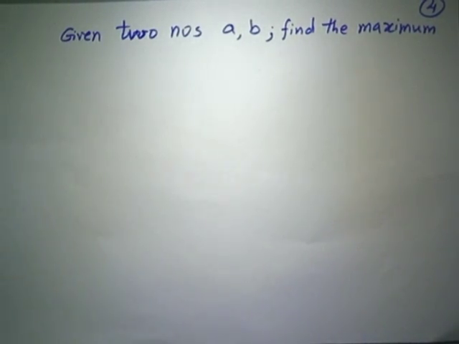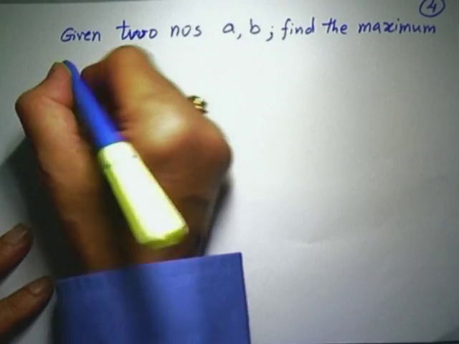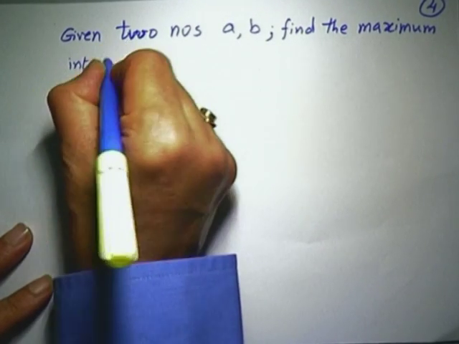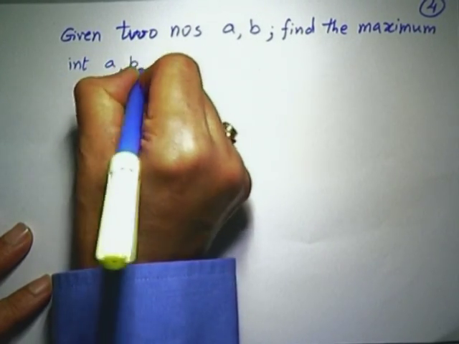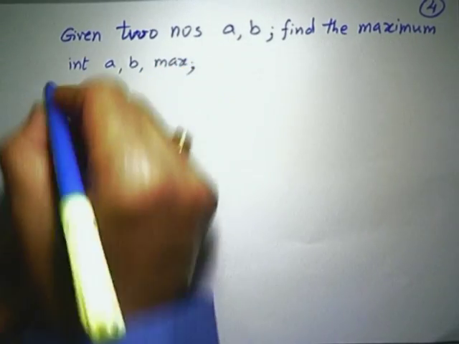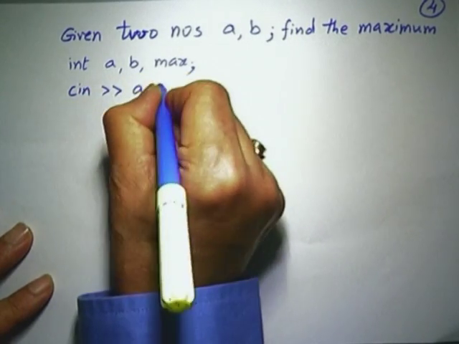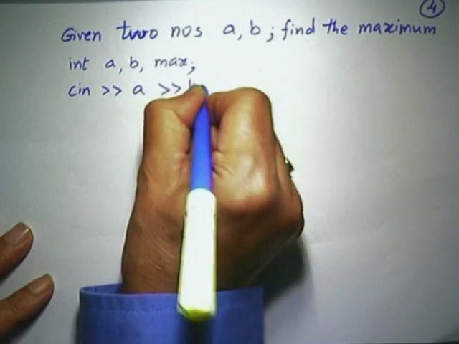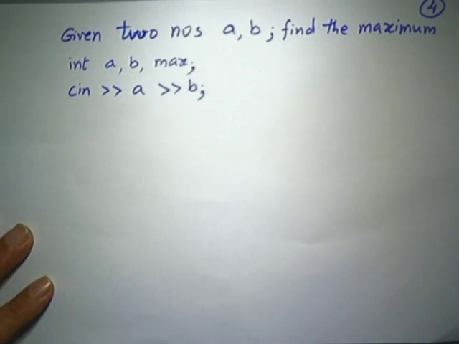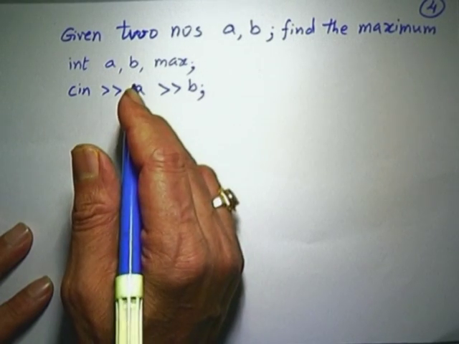Given two numbers A and B, find out the maximum. So let's say I have defined them as int A, B, max. I'm just using a shortcut, not giving messages. Now, maximum means the larger of the two.